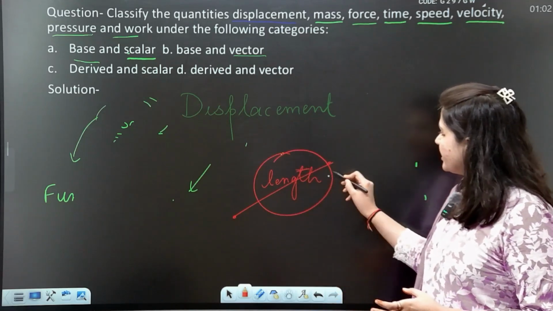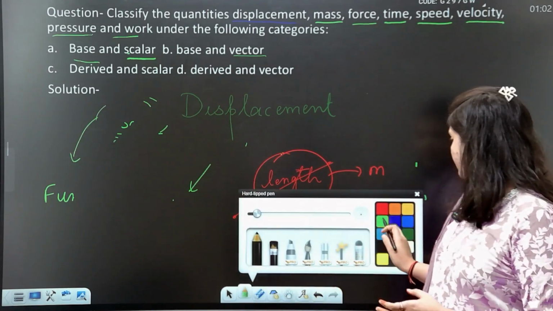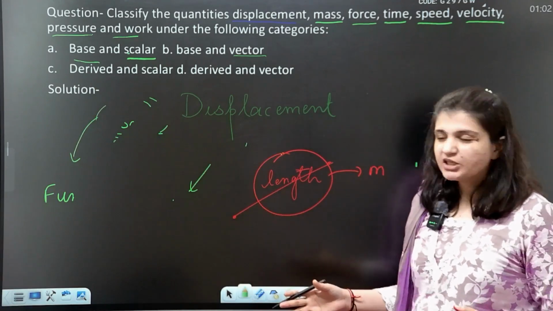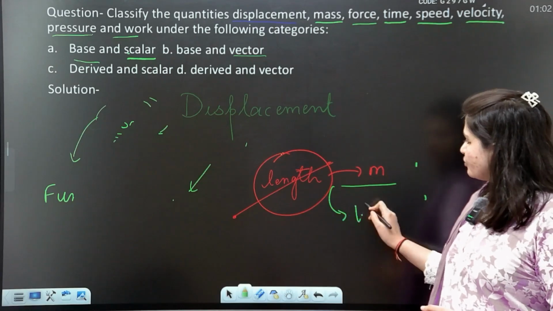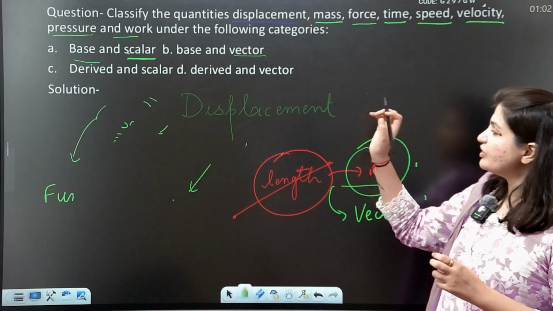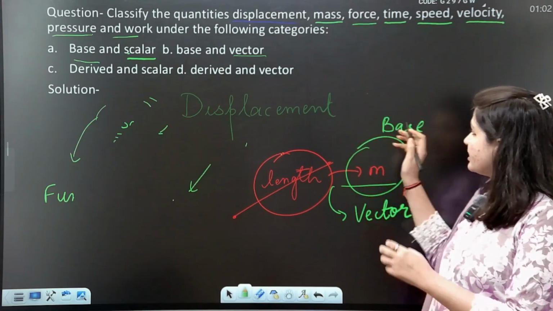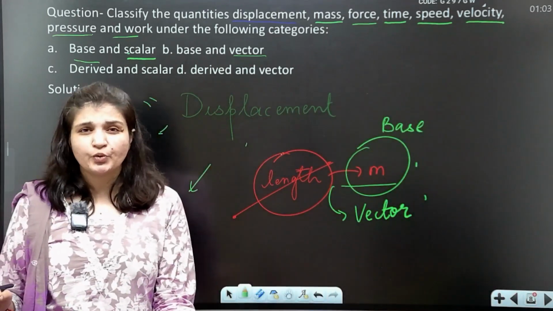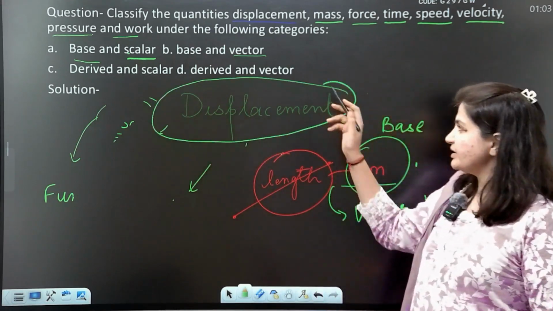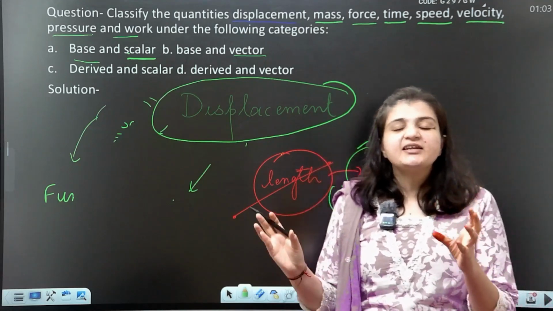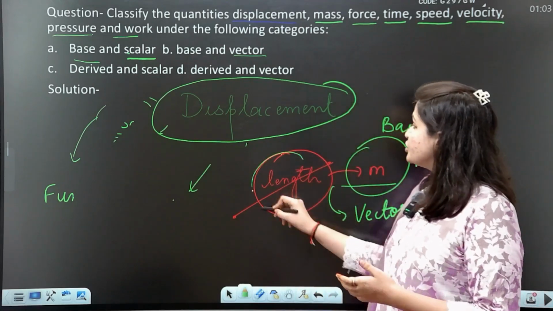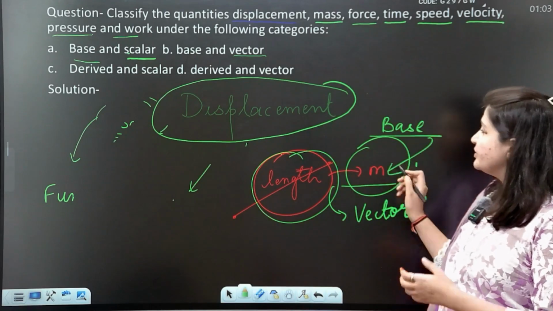Its unit is meter. Now this displacement has both magnitude as well as direction, so we call it a vector quantity. Here we are measuring the length, so we call it a base quantity. What all comes in the base quantities? Mass, length and time. In the case of displacement, we are measuring the length, so this is a base quantity and its unit is meter.